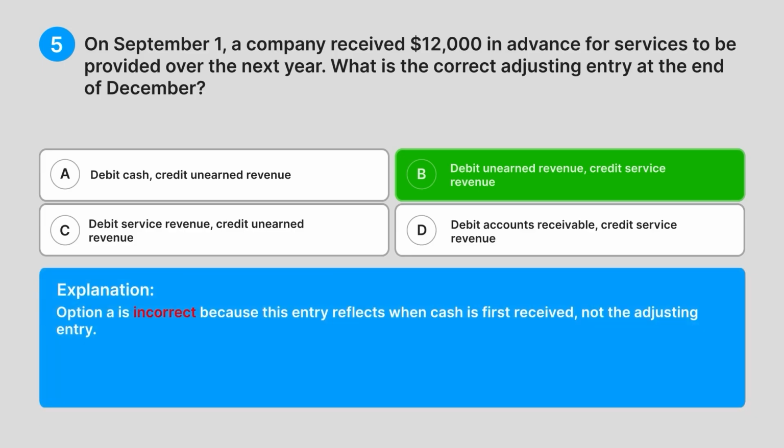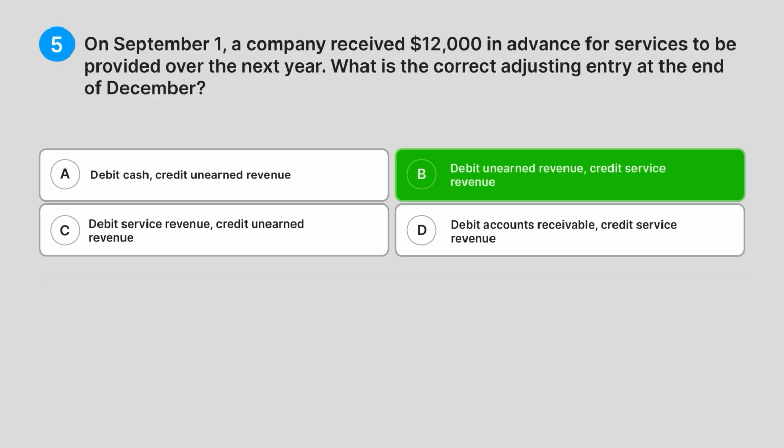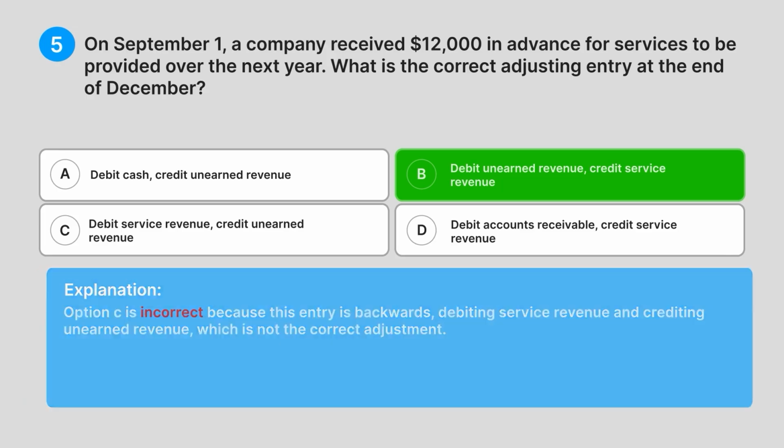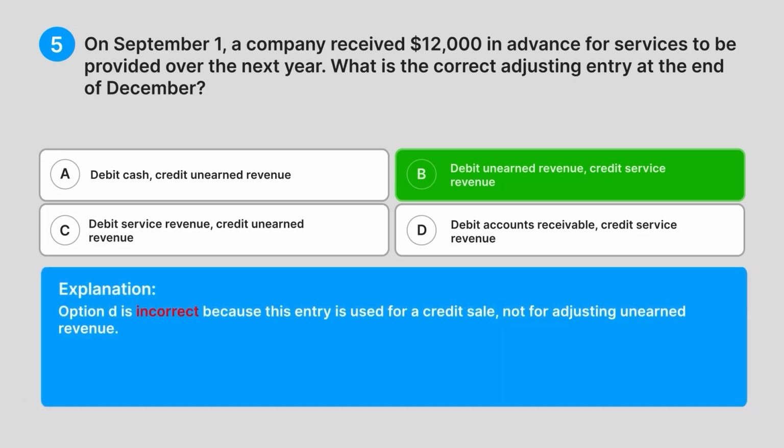The adjusting entry needs to decrease unearned revenue by $4,000 and increase service revenue by $4,000. Option A is incorrect because this entry reflects when cash is first received, not the adjusting entry. Option C is incorrect because this entry is backwards, debiting service revenue and crediting unearned revenue, which is not the correct adjustment. Option D is incorrect because this entry is used for a credit sale, not for adjusting unearned revenue.